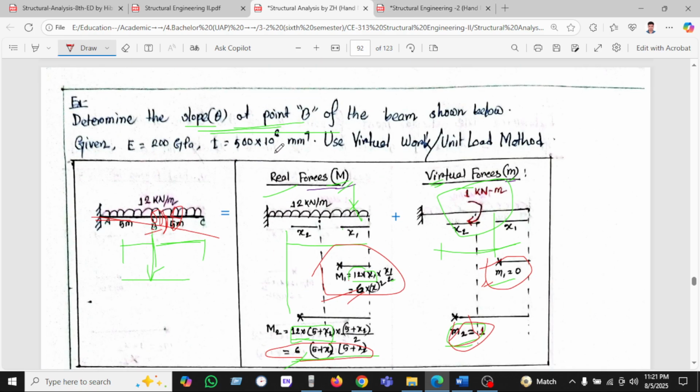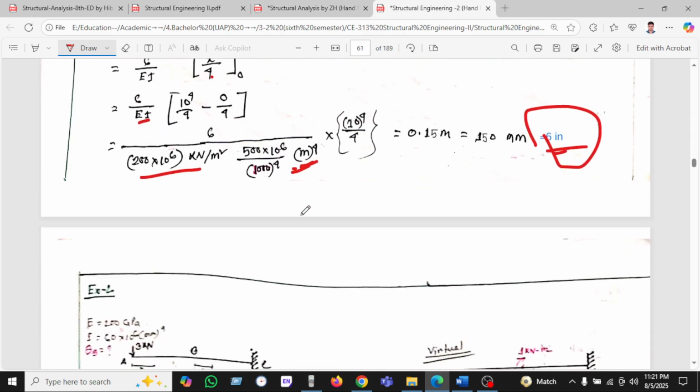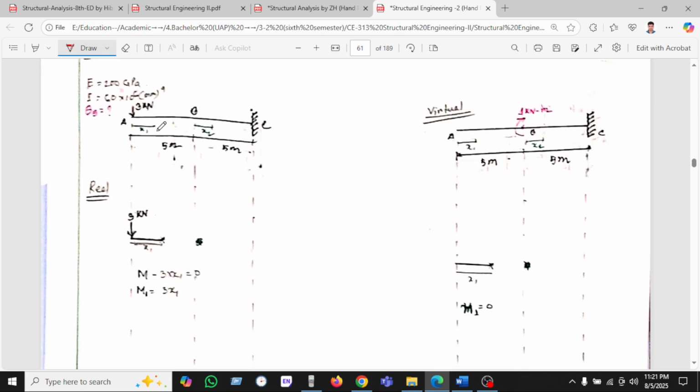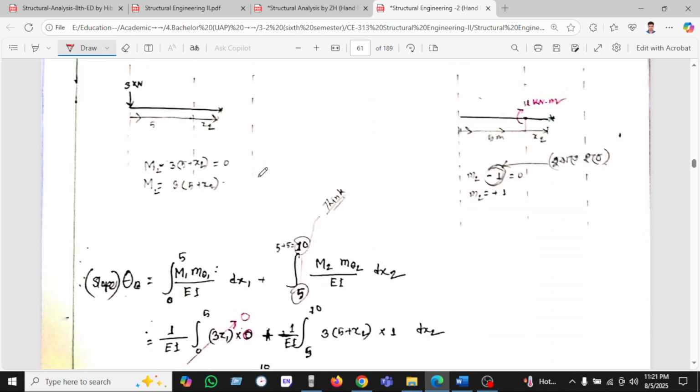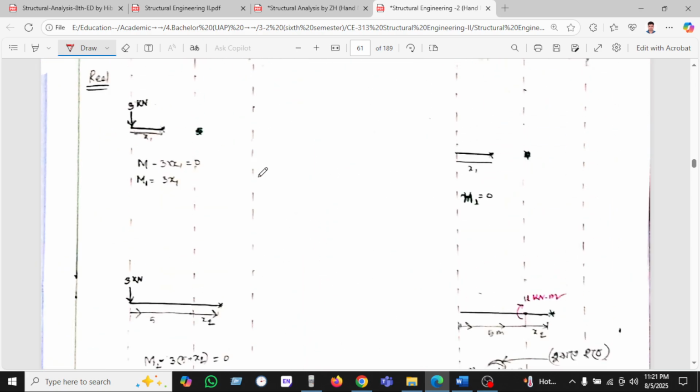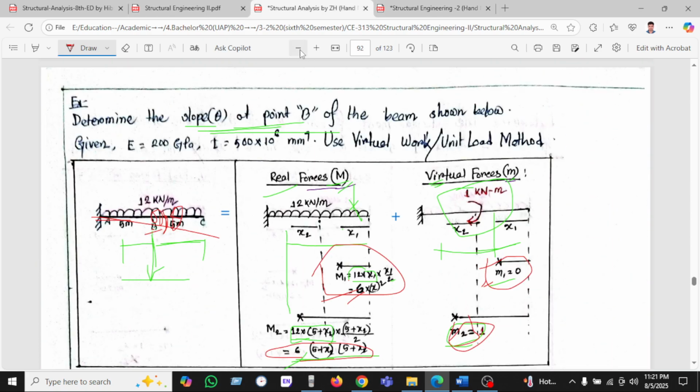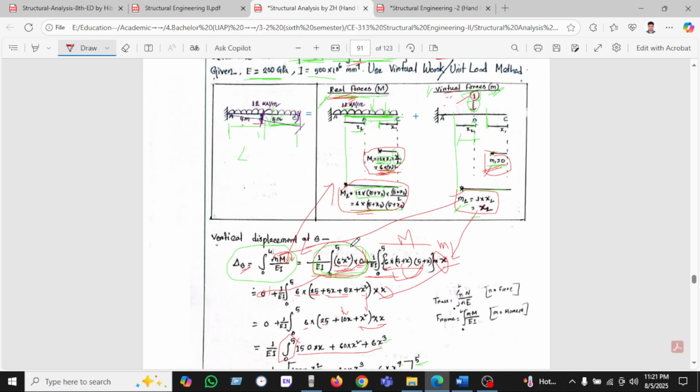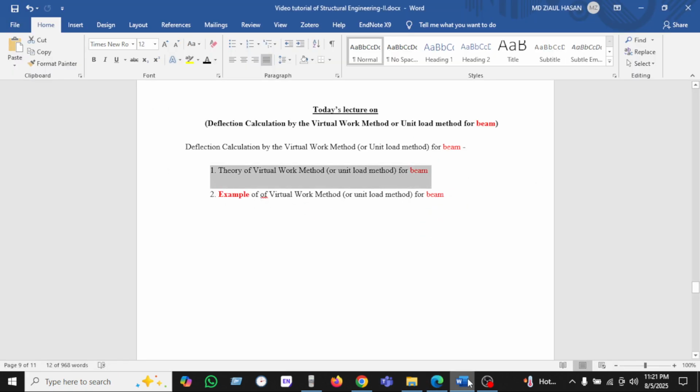In the same way, if we do it here, no, this is not the same. Another example is given here, so we don't need it. So if you have any question, let me know. I will just summarize that.